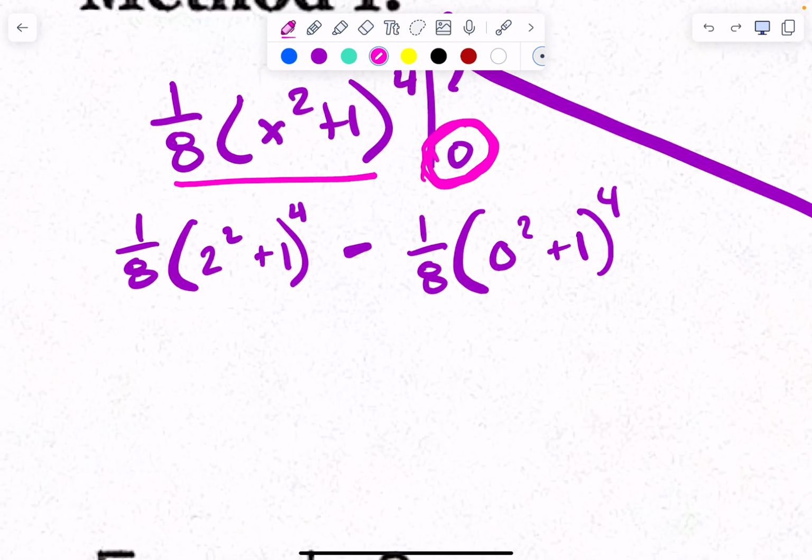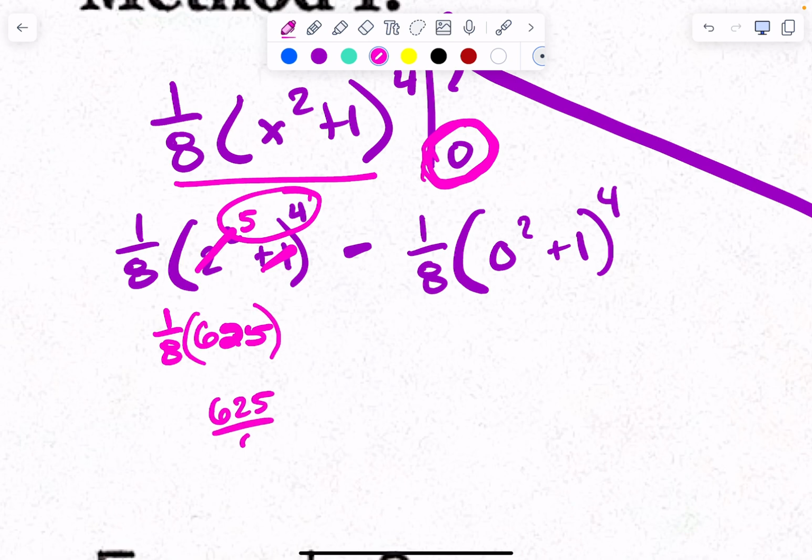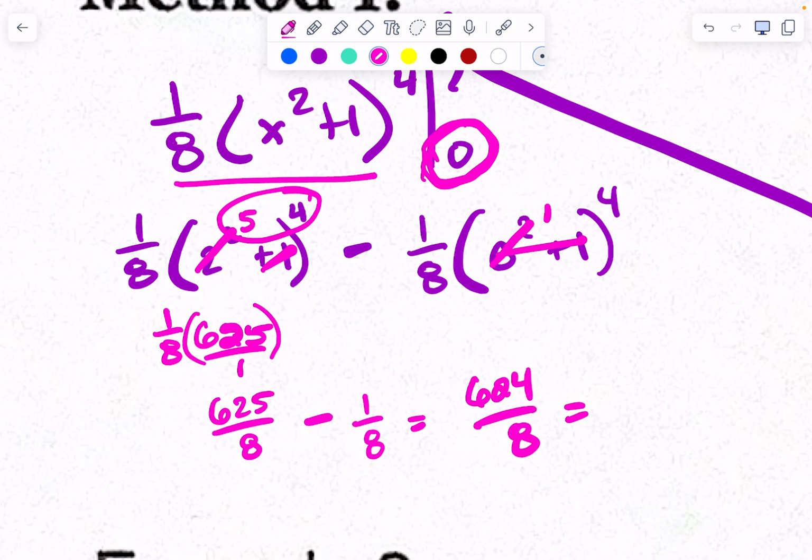All right, this guy right here, if I start to do this stuff, 2 squared is 4 plus 1, this is 5, and 5 to the fourth power is 625. And I have 1/8 of that. Okay, 1/8 times 625 is, I'm just going to say 625 over 8, because that's over 1. So 625 over 8 minus 0 squared is 0, plus 1 is 1, and 1 to the fourth power is 1, and so this is just minus 1/8. Okay, and then if I subtract those, this was going to be 624 over 8, and that comes out to be 78, I think is what it is.